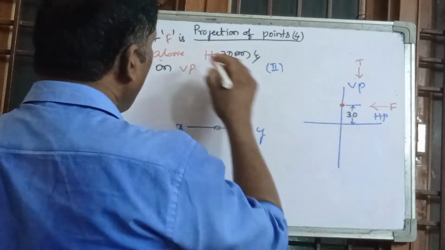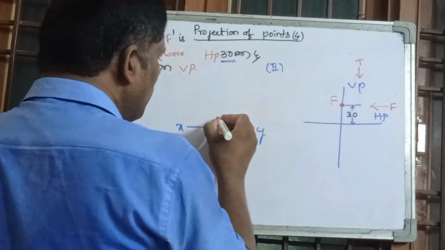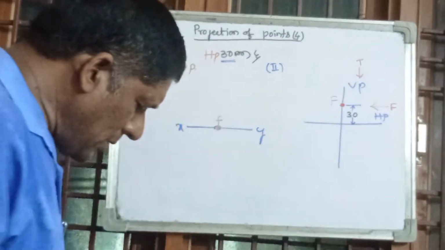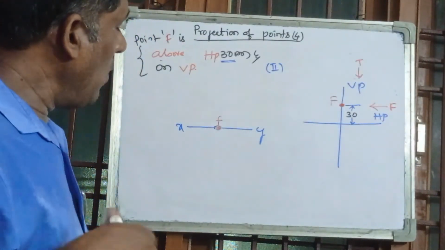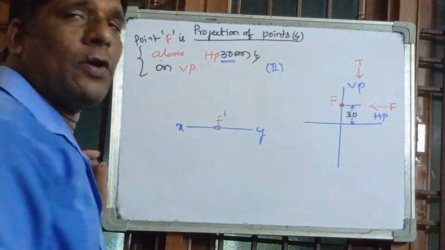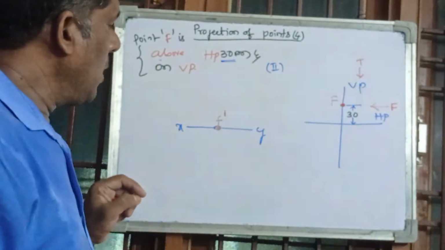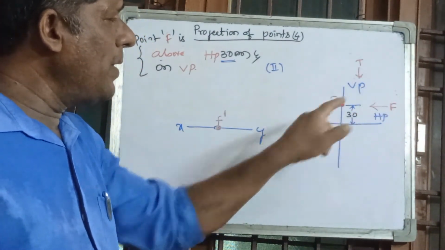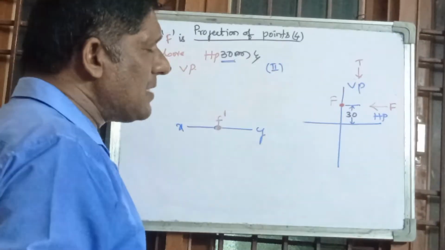So what is the point name? F. So here comes a small f. Now tell me, small f. It is front view. Front view means dash. Front view means dash.